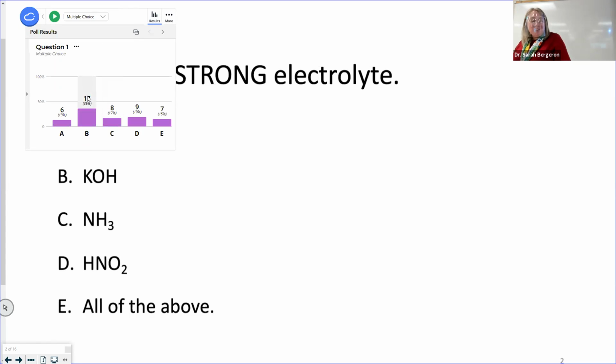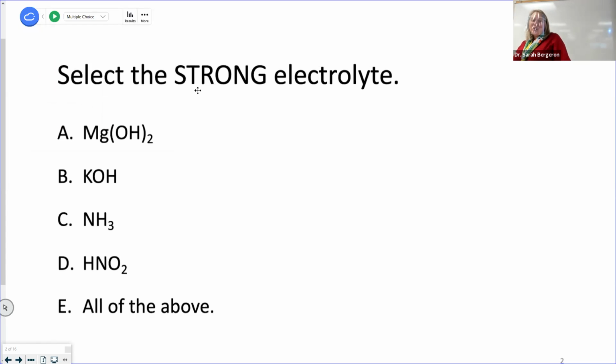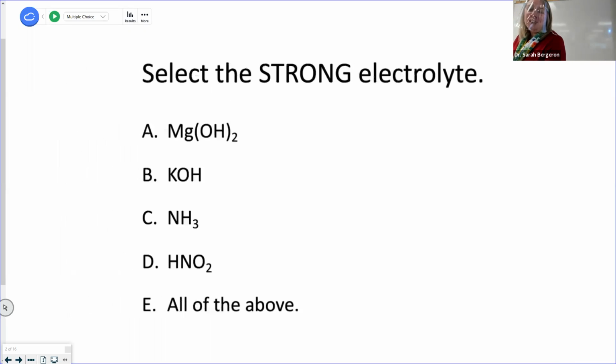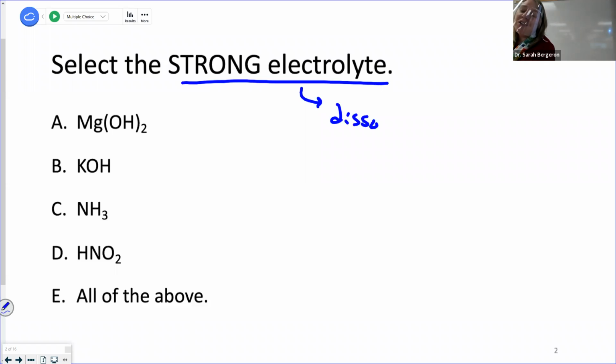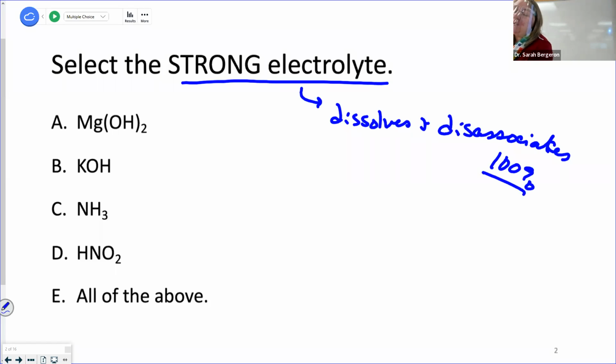All right, so let's talk about this. How do we know if something is a strong electrolyte? What's the definition? It dissolves and disassociates 100%, right? That's the strong part. If it's a weak electrolyte, it only partially disassociates.